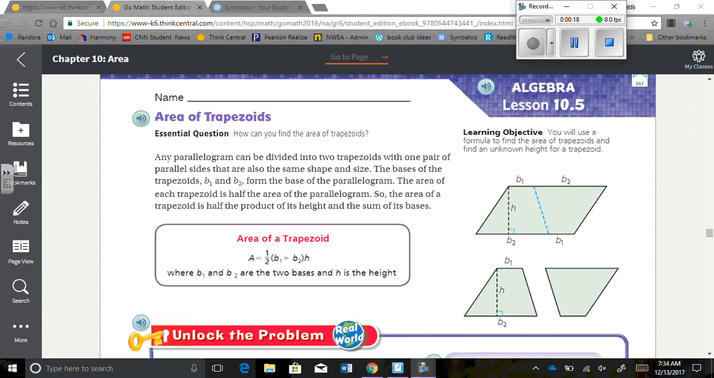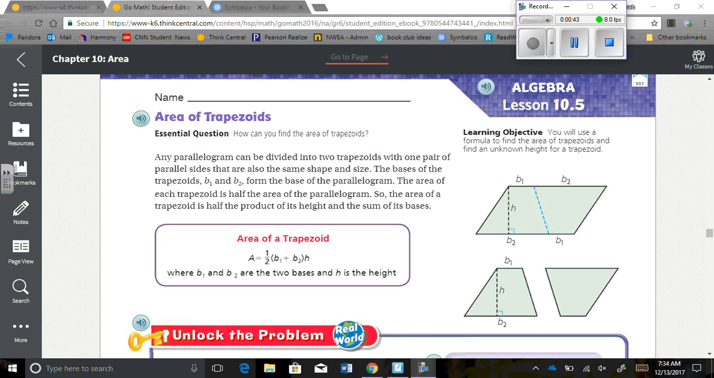Any parallelogram can be divided into two trapezoids with one pair of parallel sides that are also the same size and shape. The bases of the trapezoids, base 1 and base 2, form the base of the parallelogram. The area of each trapezoid is half the area of the parallelogram. So the area of a trapezoid is half the product of its height and the sum of its bases.